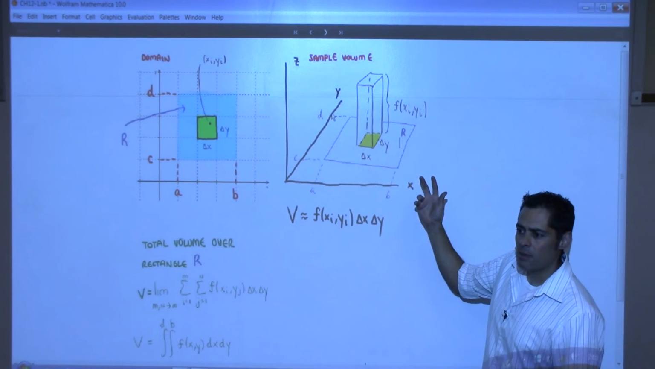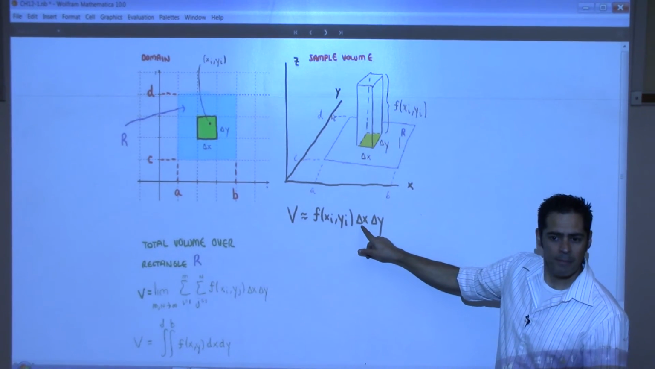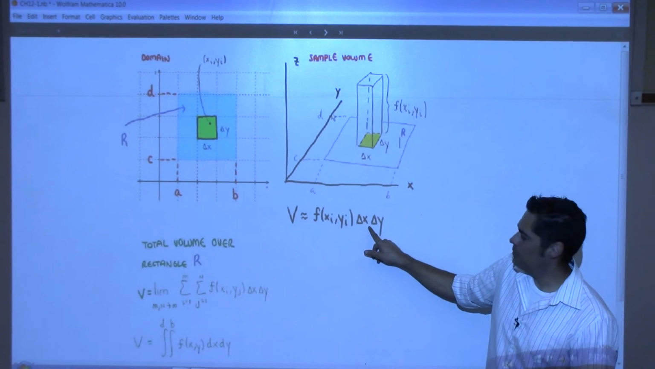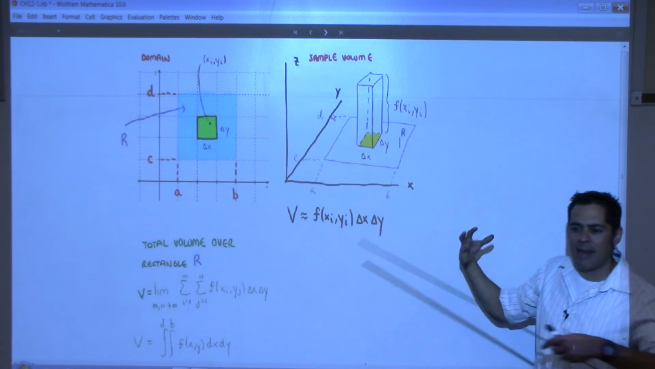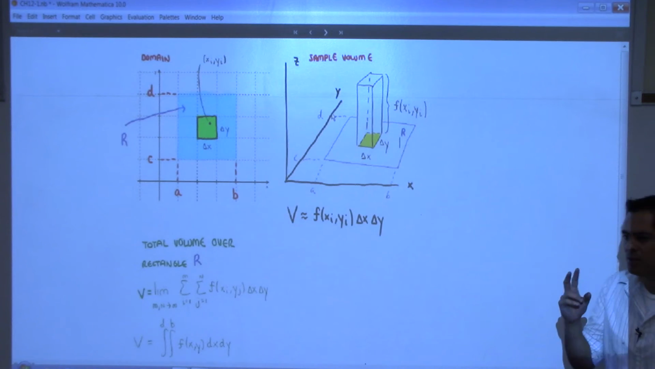Length times width times height, right? So this is the height, this is the width, and the length. So that's the volume of one of those little guys, and I want to add it up forever. But the thing is, you have to do a double summation.